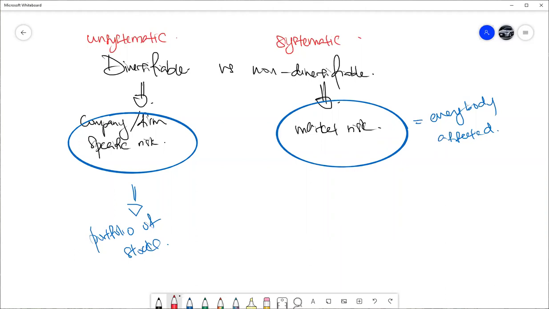Okay, so if the oil tanker belongs to Shell, then Shell is the one affected. It will not affect Petronas. It will not affect British Petroleum. It will not affect ExxonMobil. So only Shell will be affected. So this is specific to a particular firm. So this is unsystematic.